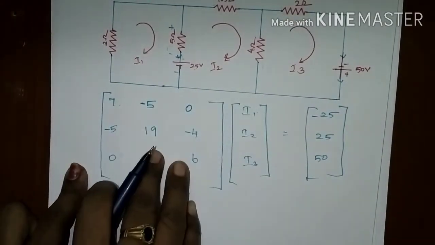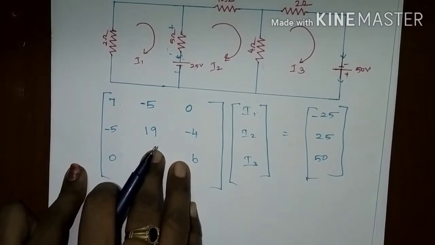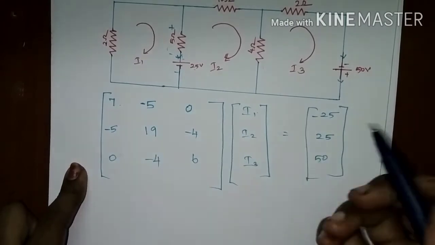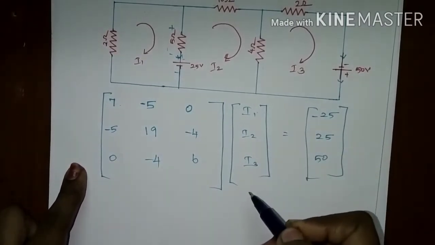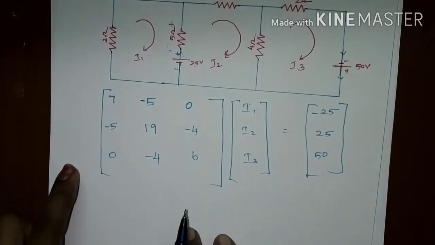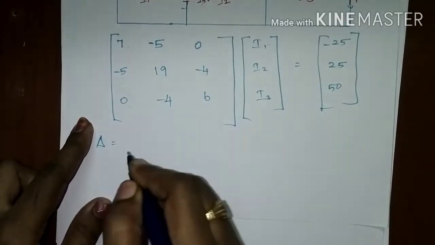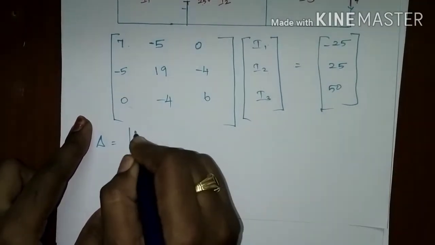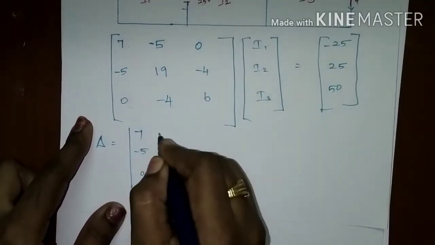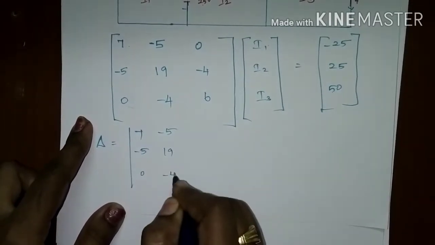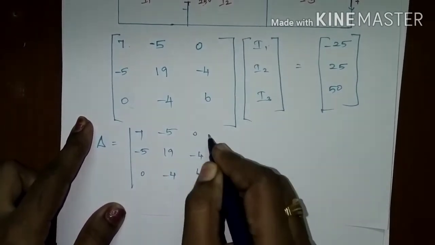This matrix can be solved by using matrices and determinants, by using Cramer's rule, so that we can find the values of I1, I2 and I3. First, we can find the value of I1. Delta can be found by expanding this symmetric resistance matrix: 7, minus 5, 0, minus 5, 19, minus 4, 0, minus 4, 6.